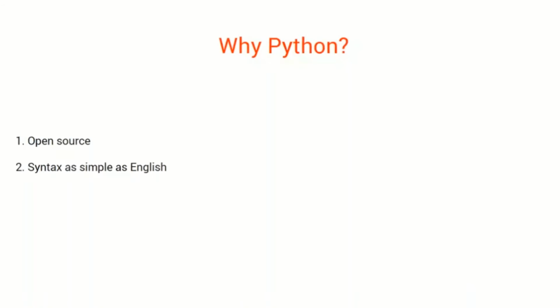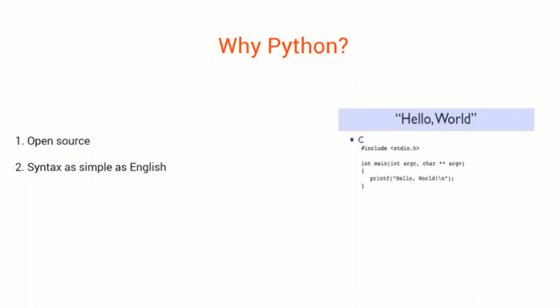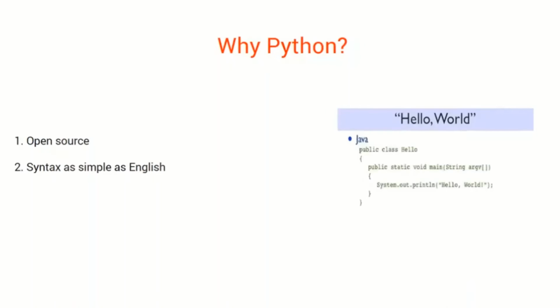For example, a sample code to print hello world in C looks like this. Here we can see that we need to first import some input-output libraries, then create a main function, and finally print hello world. Java is no less. In order to print hello world in Java, you need to first create a class, define the main function, and then proceed with printing the hello world statement.